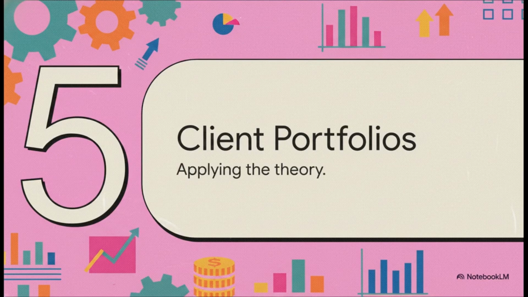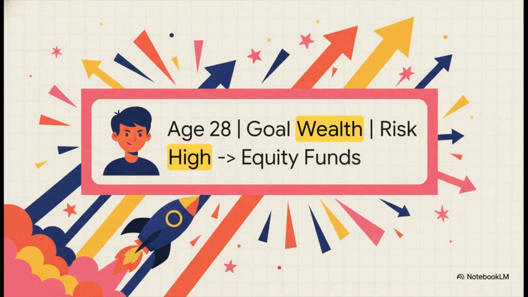Section 5. Practical Client Portfolios. Applying the theory. Okay, let's put our representative hats on and look at Figure 12. Here is example 1, a 28-year-old tech startup founder in Toronto. Her goal? Long-term wealth creation. Her risk tolerance? High, because she's decades away from retirement. So, following our process, the suitable recommendation is heavily weighted toward equity funds. She has the time horizon to absorb the bumps in the market in exchange for maximum growth.